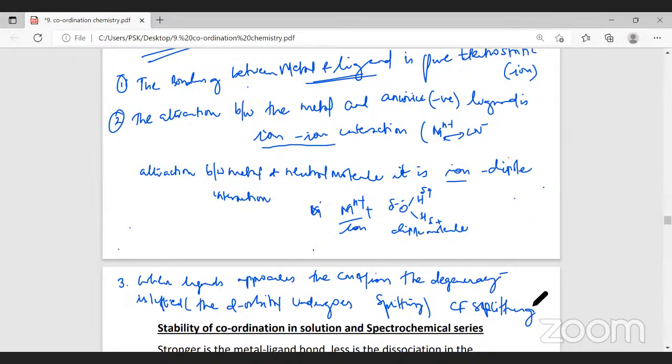What did I tell? When the ligands approach the central metal, the degeneracy is removed. The degeneracy is removed means the d orbitals undergo crystal field splitting. Did you follow? Yes, sir. Just give me a second. All right. So degeneracy is lifted, so the d orbitals will undergo splitting. The difference between the two d orbital energies will be called the crystal field splitting energy.